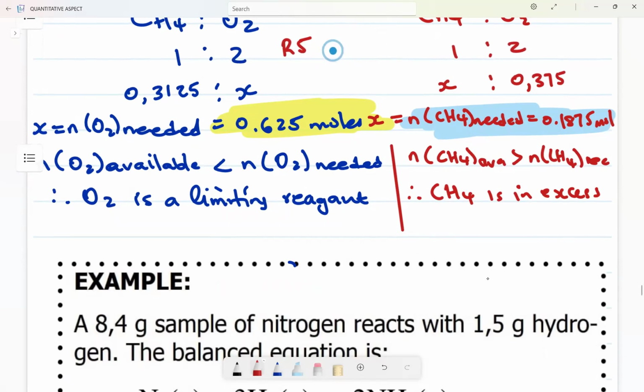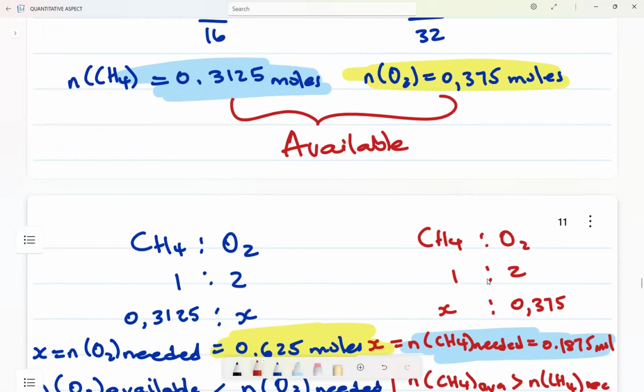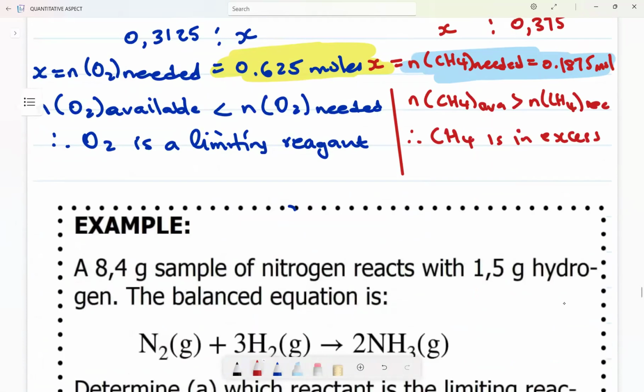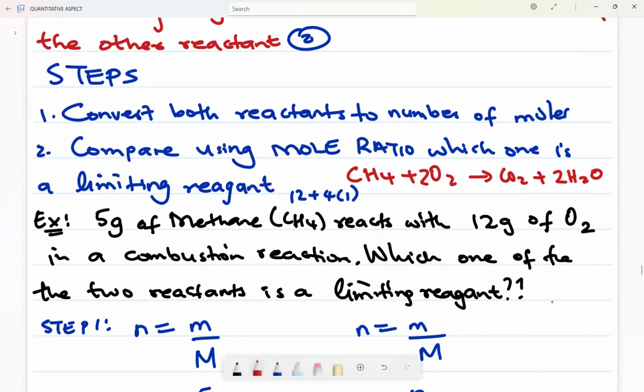So it means I'm going to have something left. But now, in the case of O2, if I have 3 rand and they require 8 rand, can you see now that I do not have enough? So it means now I'm going to limit people. So if CH4 is in excess, therefore O2 is the limiting reagent. Remember, that's what I said. If the other one is in excess, it means the other one is the limiting reagent, between the two things.